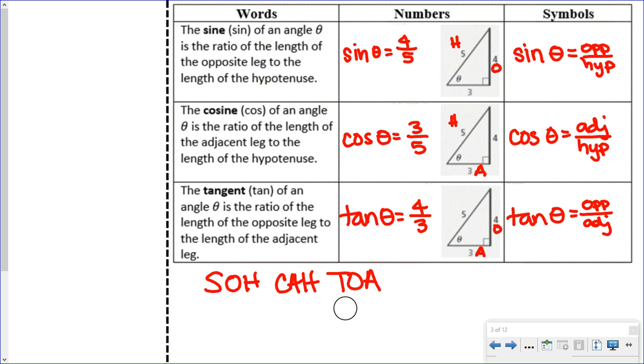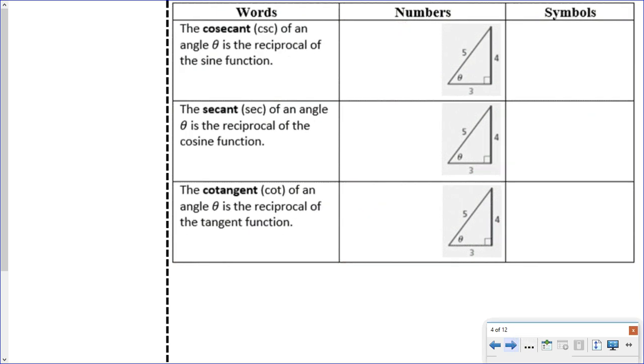So that's SOHCAHTOA. Now, if you remember SOHCAHTOA, then the rest of it is going to be easy. Okay. All right, now, these you didn't cover in geometry, but you will in future classes, is cosecant, secant, and cotangent. Now, these are just reciprocals of one of the original SOHCAHTOA ones.